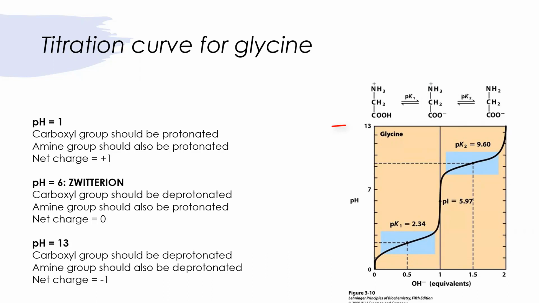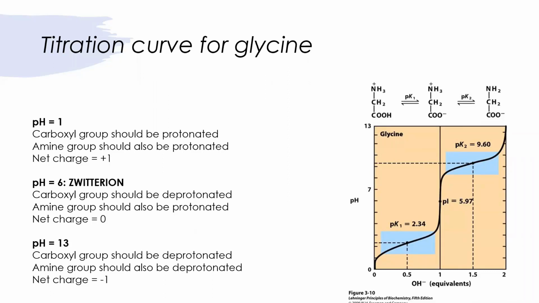At a pH of 13, both the carboxyl and amino groups are deprotonated because the pH of the solution is greater than the pKa for either of these groups. We can calculate the net charge for glycine at these different pHs.